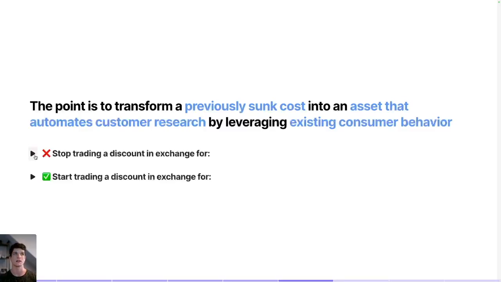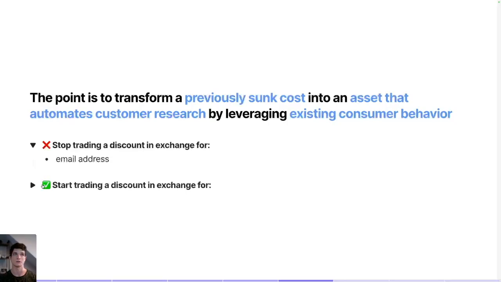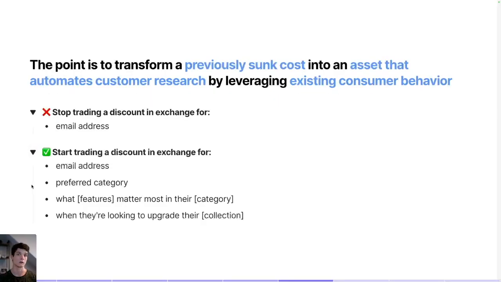So what I mean by this is a previously sunk cost, meaning people who are only trading a discount for an email address versus trading a discount in exchange for those qualitative data points that we talked about. So an email, of course, but also what category they're interested in, what features matter most to them, when they're looking to upgrade their collection, what their timeline for purchasing looks like. So by leveraging existing consumer behaviors, when people sign up in exchange for an offer, which is expected across almost every e-commerce website, you're automating the customer research because you're getting qualitative data points in exchange for a real value exchange, as opposed to just giving away margin in exchange for an email.